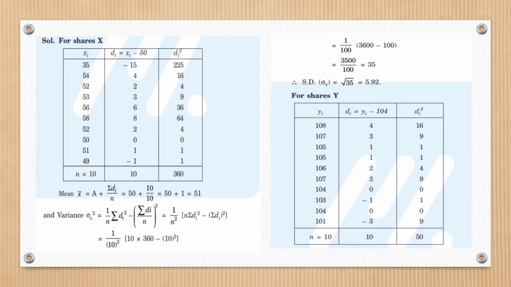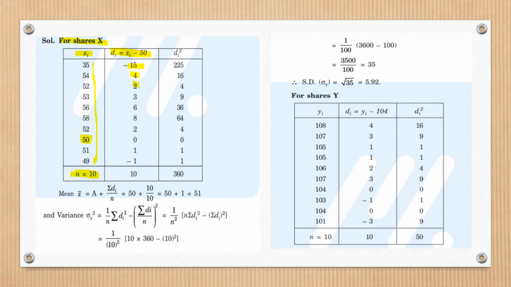Now for share X, this is your xi. They are not arranged in ascending order. If you arrange them in ascending order, the number of terms here is 10. You will find that the assumed mean turns out to be 50, and di is your xi minus c, which is xi minus 50. So it is minus 15 and 4 and 2 like this.